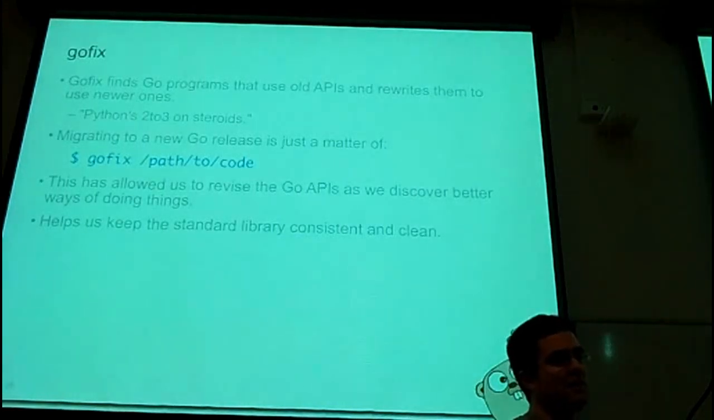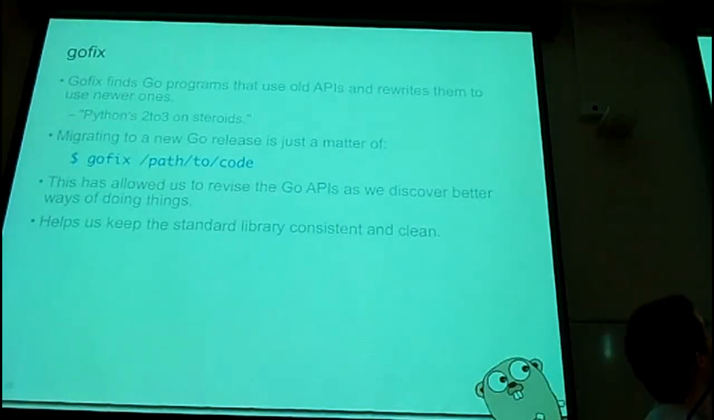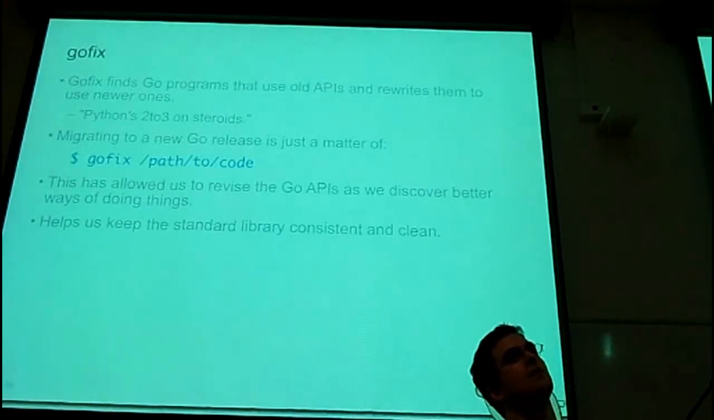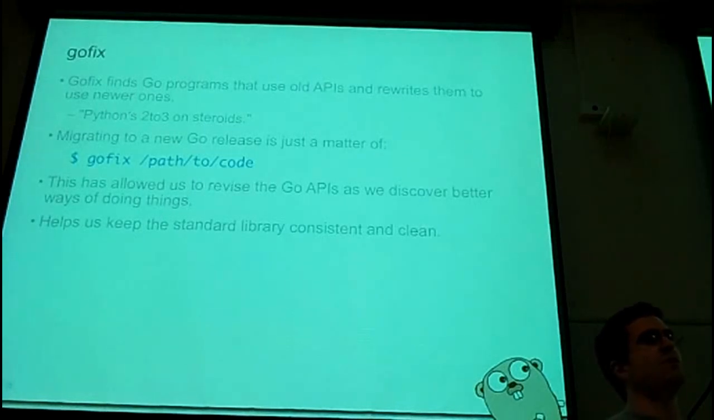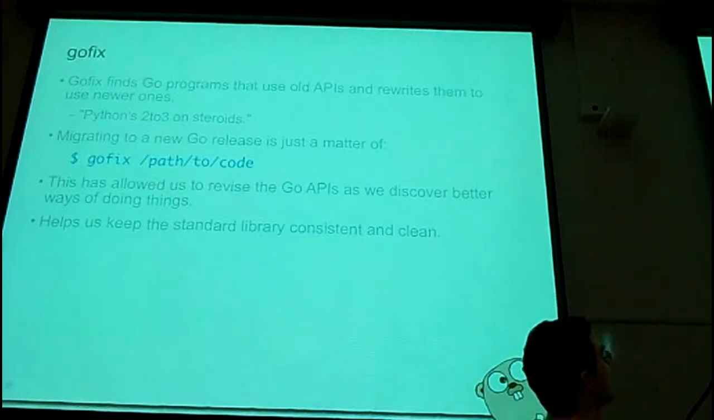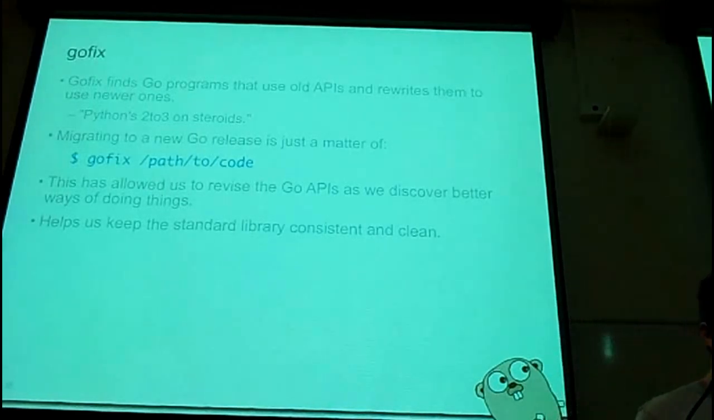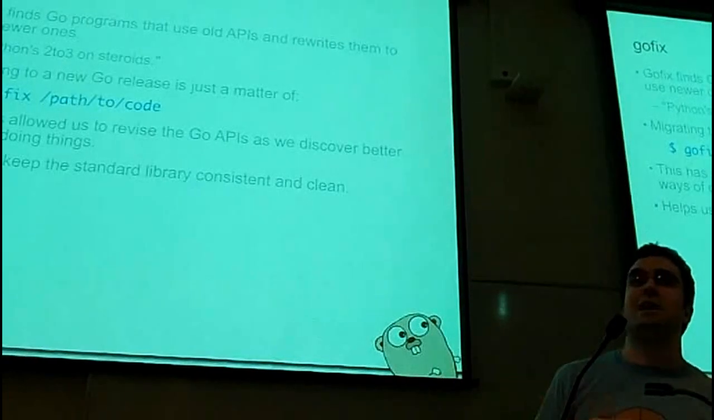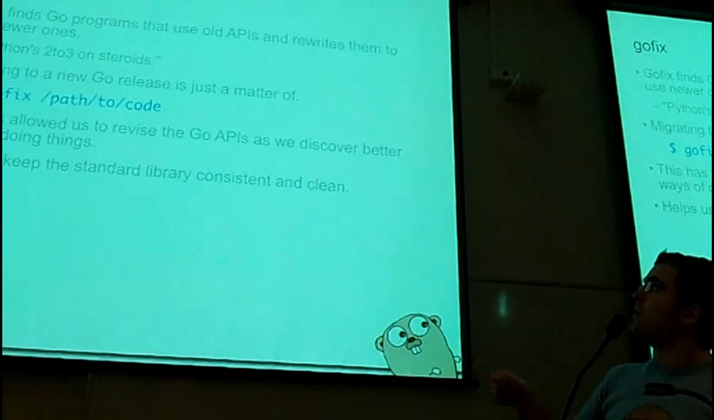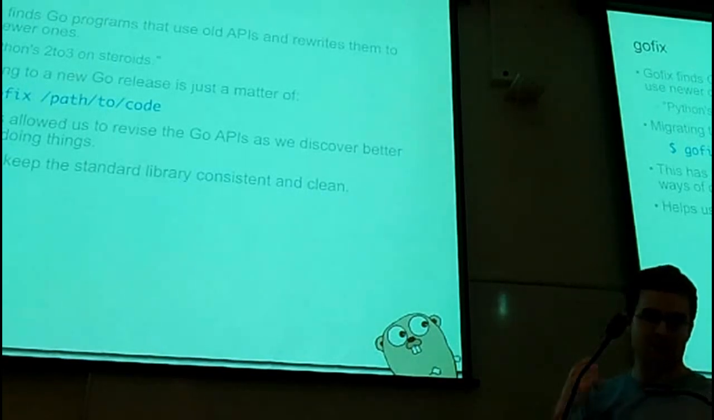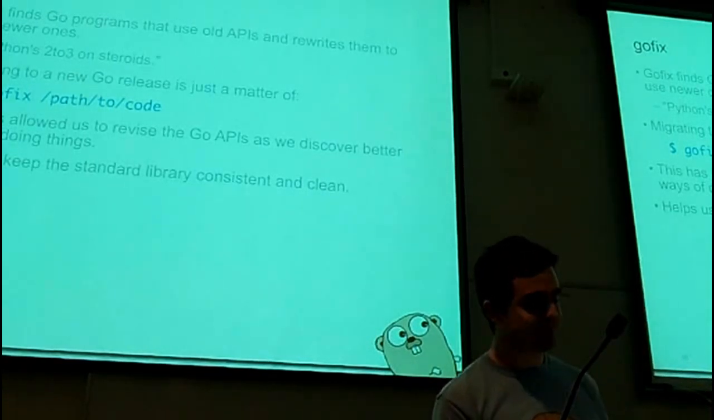GoFix finds Go programs that use old APIs and rewrites them to use the new ones. So Go's been around for a couple of years in public, and in that time we've discovered mistakes. Maybe some APIs are more complex than they need to be, other ones just need to be rearranged in some fashion. And so GoFix is like Python's 2to3 on steroids. It means that any time we make some backwards incompatible API change, we can just write a GoFix module. And GoFix will read in the code, rewrite it, and then it just works most of the time.